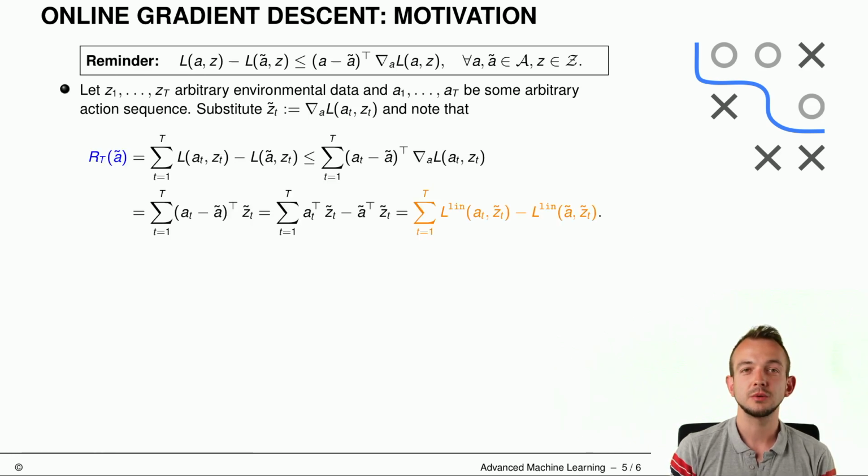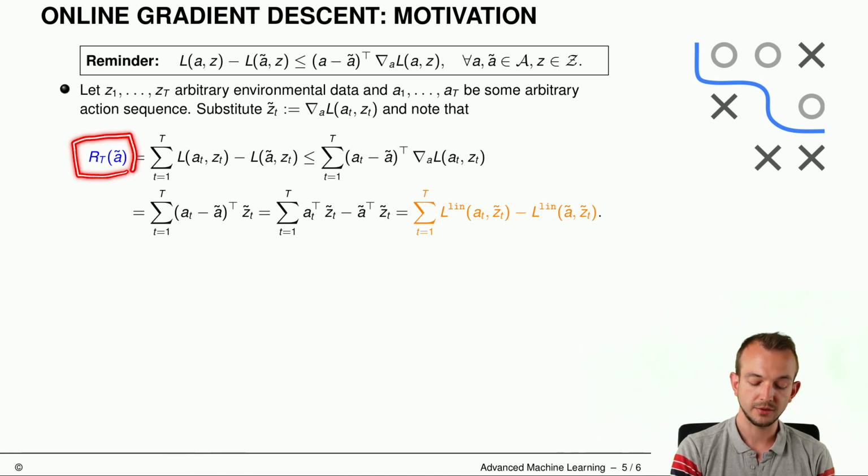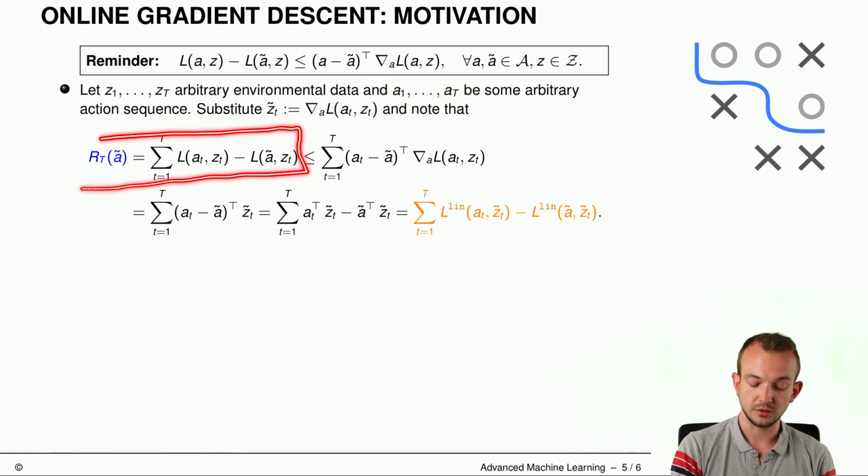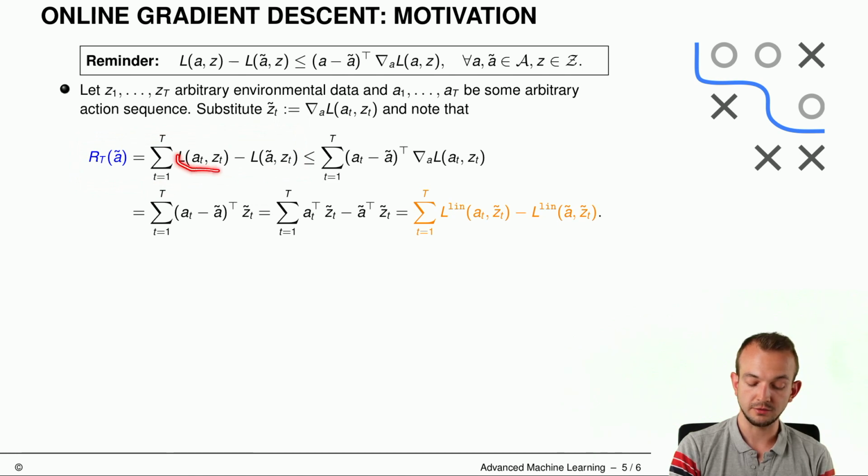And if we do this, we can derive the following. If we look at the regret of this black box online learning algorithm, choosing the sequence a1 till at somehow, with respect to some competing action a tilde, this is by definition given as follows. We have here the cumulative loss of the online learning algorithm, and we compare it with the cumulative loss of the competing action a tilde.